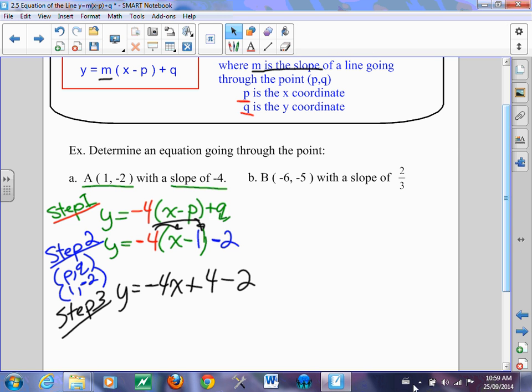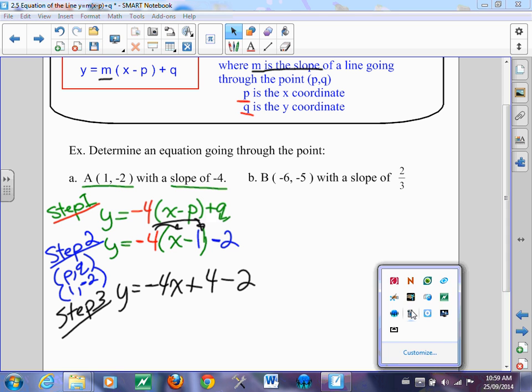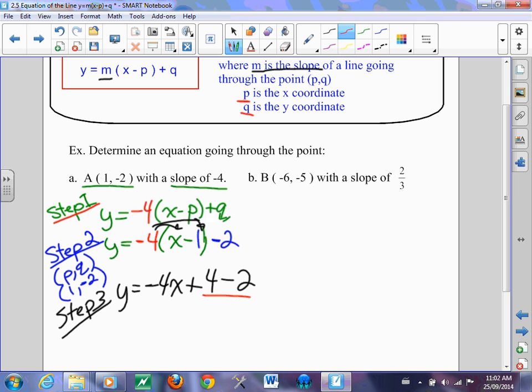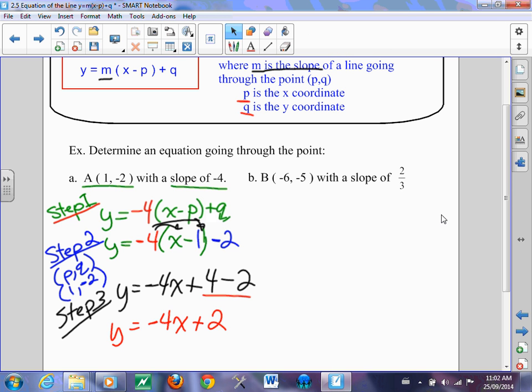Okay. Just 1 second, guys. All right, folks, sorry about that. I'm back. So finishing off, now we just have to collect like terms. So we got to collect the last two terms. So y equals -4x plus 2. All right. Pretty easy, eh? Now you try the second one.